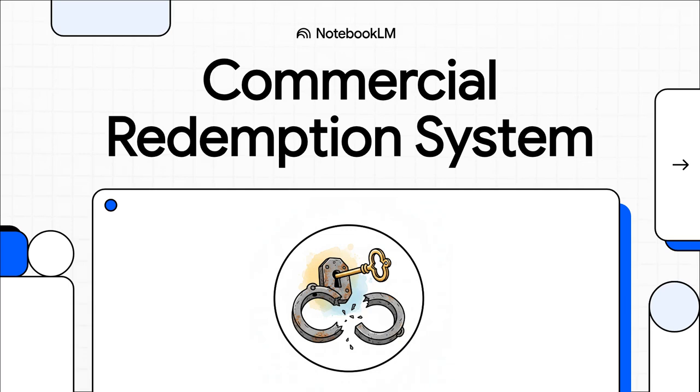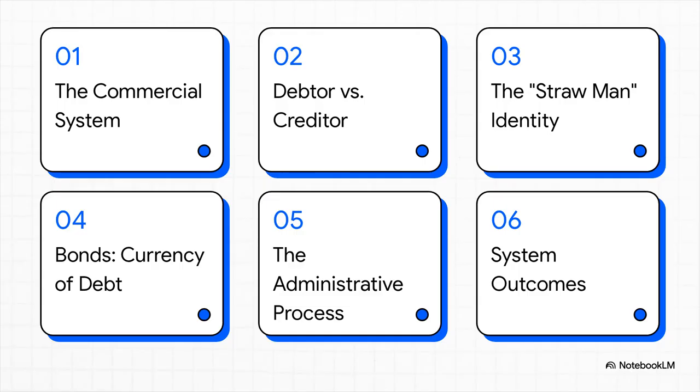Welcome. This is a full 360-degree sovereign system overview. We are here to distill the operational mechanics of the commercial redemption process. We will be presenting the core components and procedures of this system based on the source material that defines it. Let's begin the briefing. We've structured this briefing as a crash course broken down into 6 modules. We'll start with the system's foundational premise, move through key concepts like the straw man, and then map out the administrative process, right through to the stated operational outcomes.